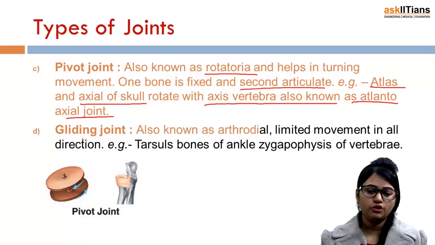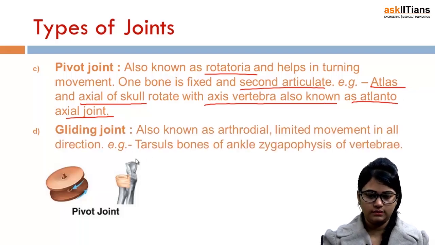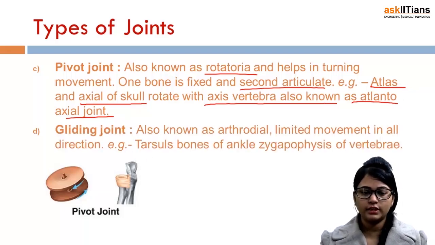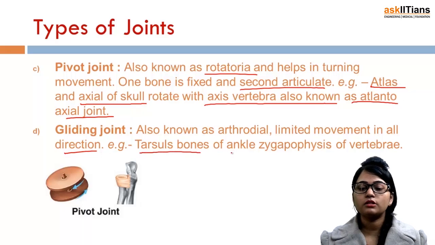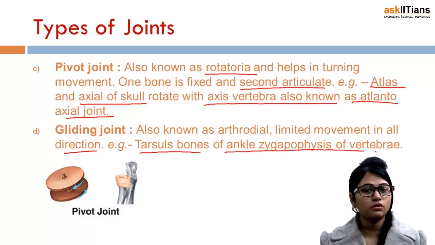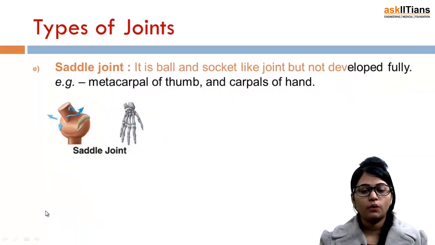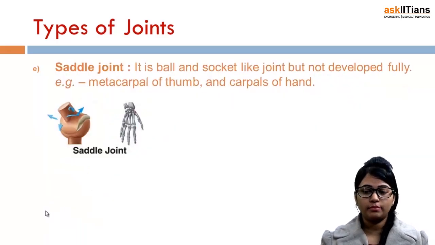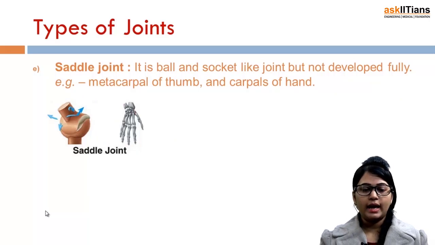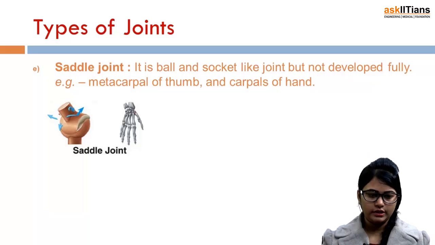Then comes the gliding joint, also known as the arthrodial. Limited movement it offers in all directions. Example, tarsal bones of ankle, zygapophysis of vertebrae. Here it's the pivot joint. Then comes the saddle joint. It is ball and socket like joint but not developed fully. And example, metacarpal of thumb and carpals of hand. Here in the diagram you can see.